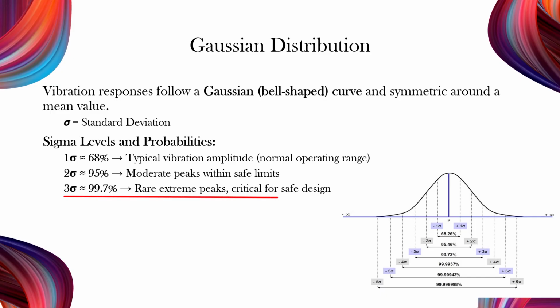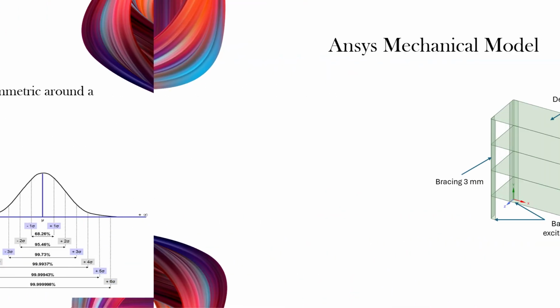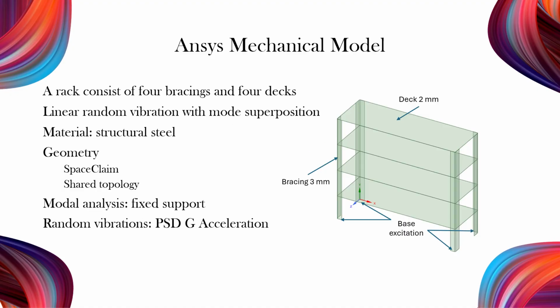3 sigma covers roughly 99.7%, representing rare and extreme peaks, the maximum expected displacements or stresses that are unlikely to occur but are vital for safe design. In this tutorial, we'll investigate a rack structure consisting of 4 decks, with a thickness of 2 mm for the decks and 3 mm for the bracings.